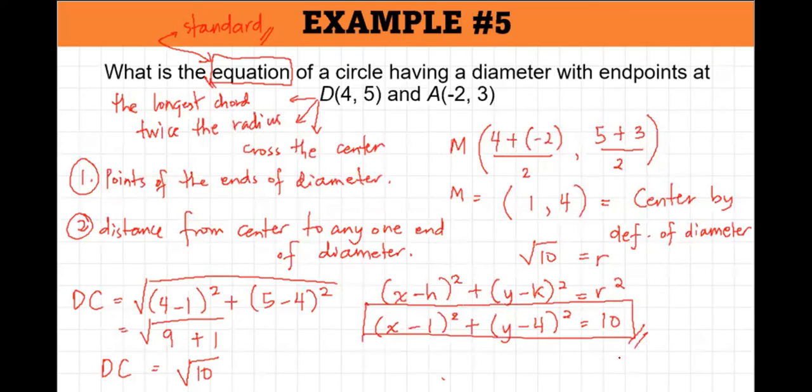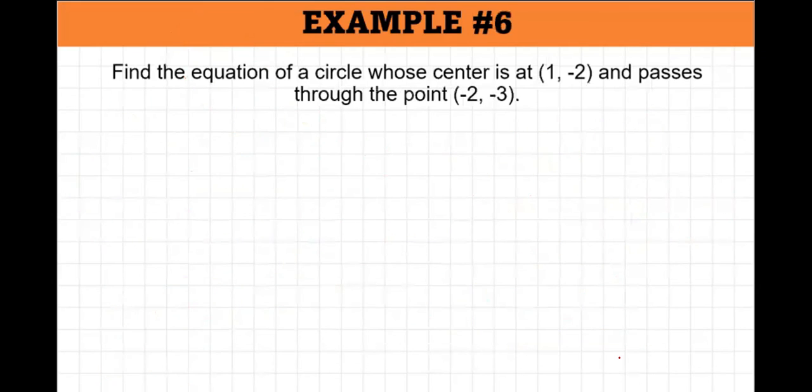So, this is now the equation of a circle having a diameter with endpoints at D (4, 5) and A (-2, 3). Now, next natin for the last example. So, this is the one last example na.